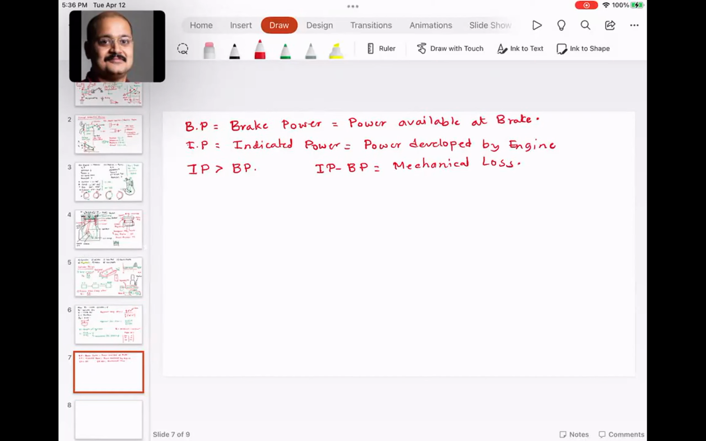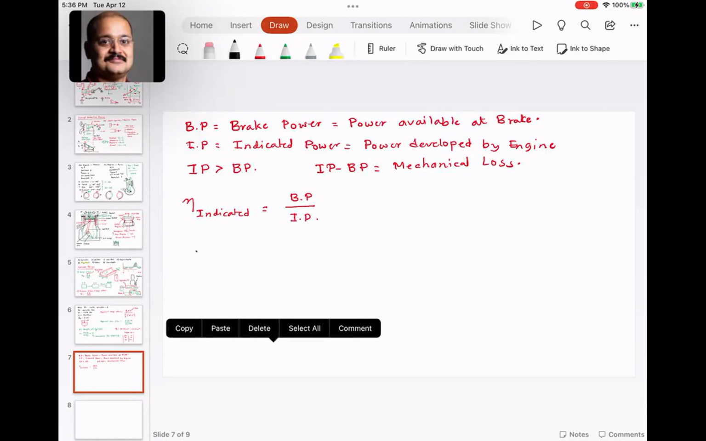So what you have is something called as indicated efficiency. Indicated efficiency is the ratio of brake power divided by indicated power. Now, what is power? Power, I'll start with a very basic definition. Power is work divided by time.